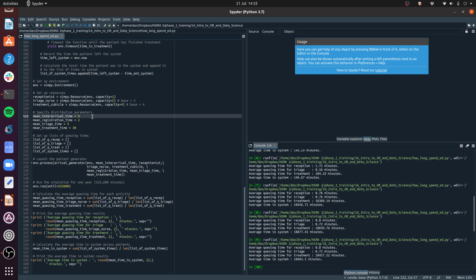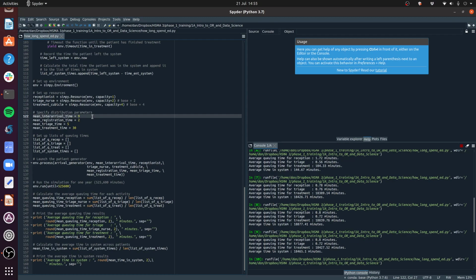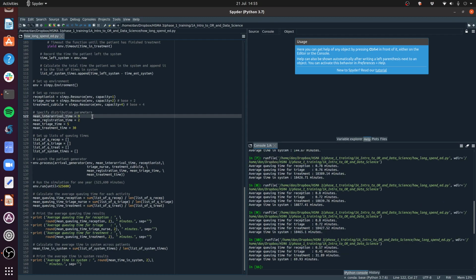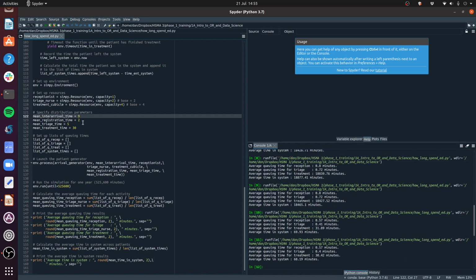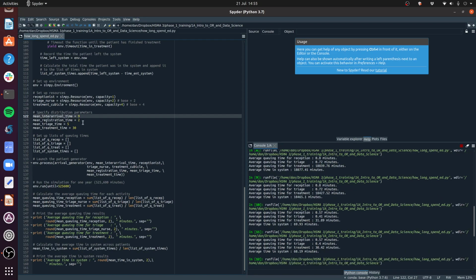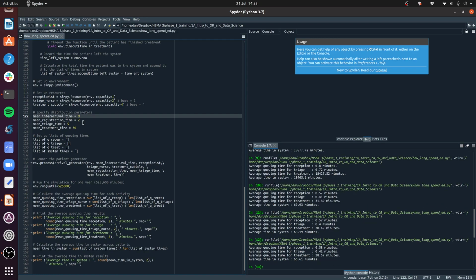Let's try going the other way. Let's see what happens if we run it with 9 minutes. And similar again, we can see we were getting about 150, 160 minutes before, and actually that's gone down quite a bit because, of course, a longer inter-arrival time means patients are coming in less frequently. So it's had quite a big impact just from being out by a single minute. That's really insightful for us, and really worthwhile to do that sensitivity analysis.